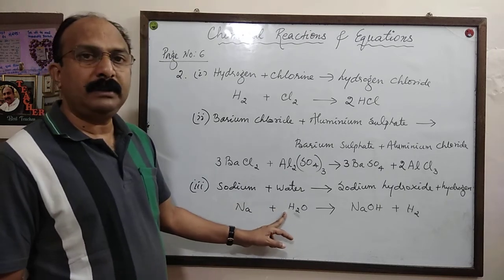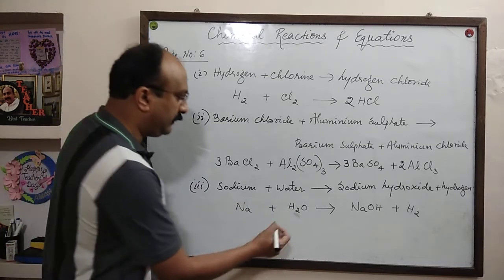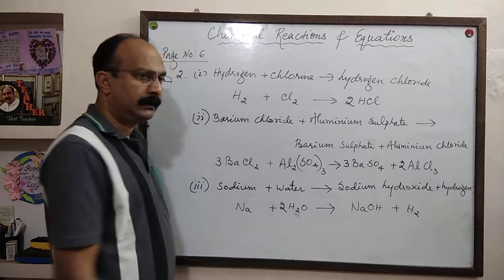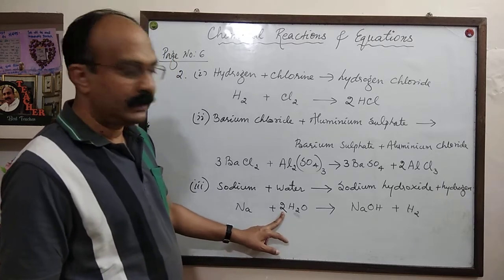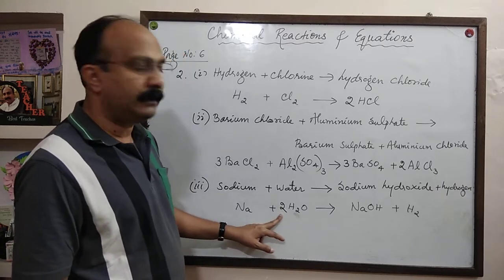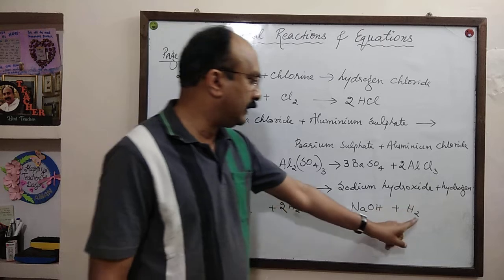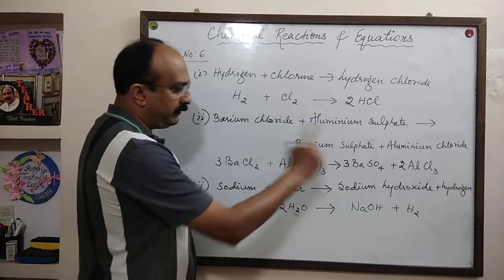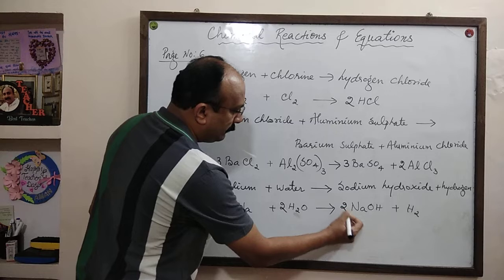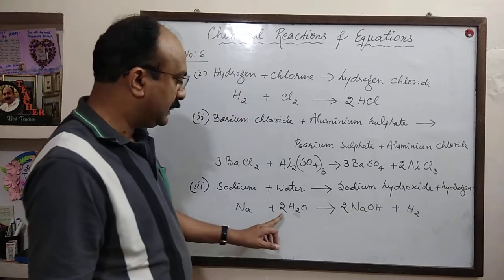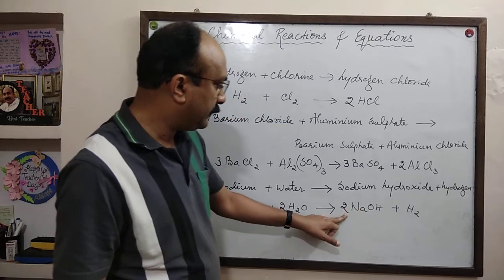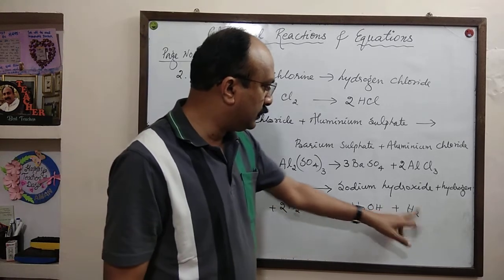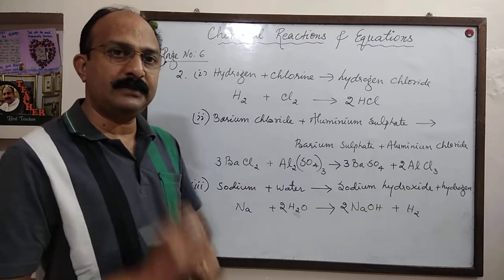If we give the minimum number here, the minimum number that can be given is 2. Then what is the number of hydrogen atoms now? 4. Now count here 2 plus 1, 3. Not equal. So how can we make that side also 4? By putting 2 here. Now count 2 into 2, 4. 2 plus 2 equal to 4. Now hydrogen atoms are equal.